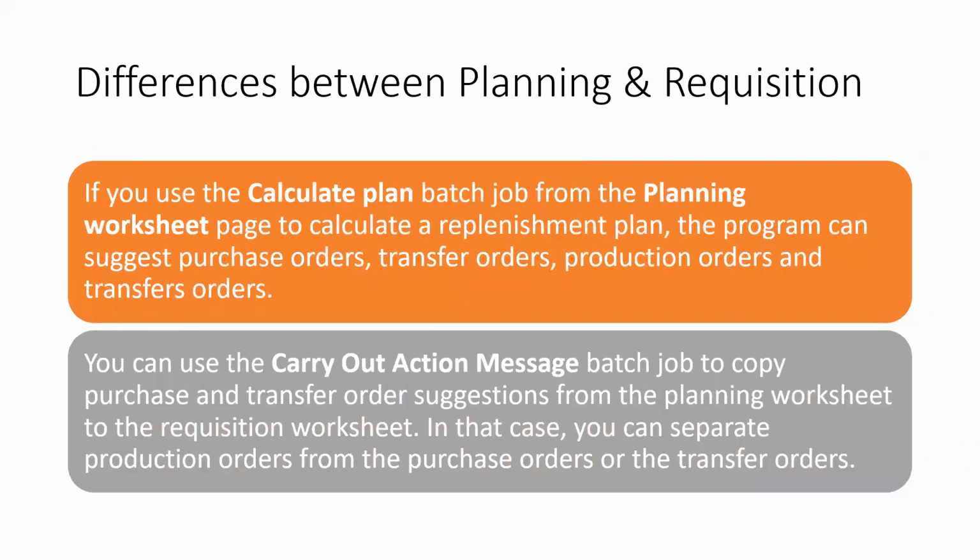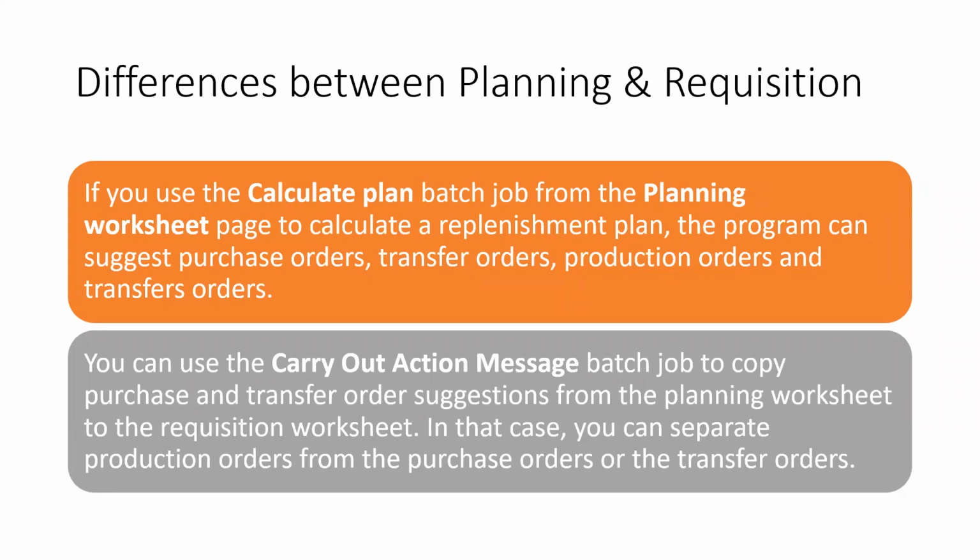So we have one very important function. Both of them have one function that is calculate plan, okay? In the orange square here, if you use the calculate plan batch job from the planning worksheet page to calculate the replenishment plan, the program can suggest purchase orders, production orders and transfer orders as well. So that's the only difference, for you to have the basic idea.